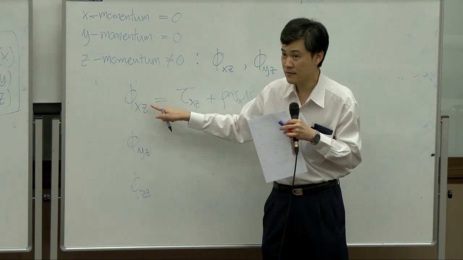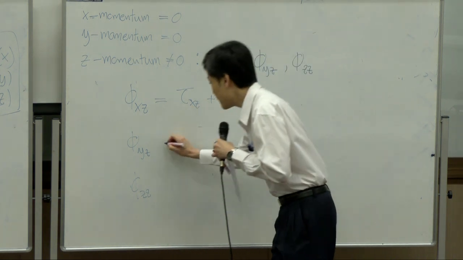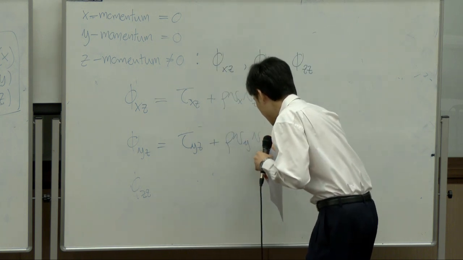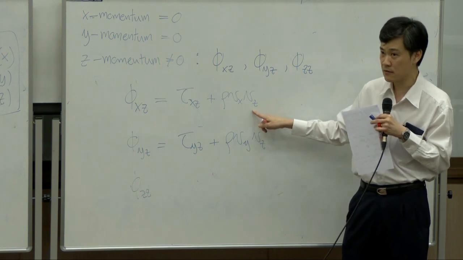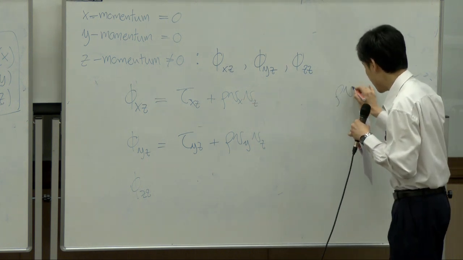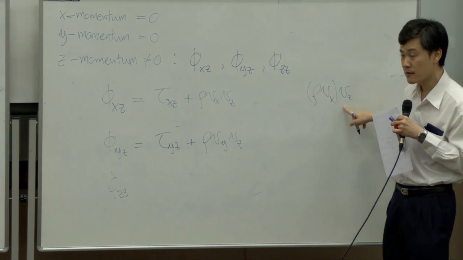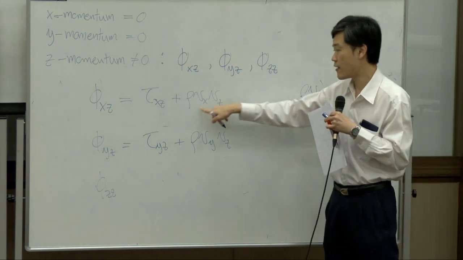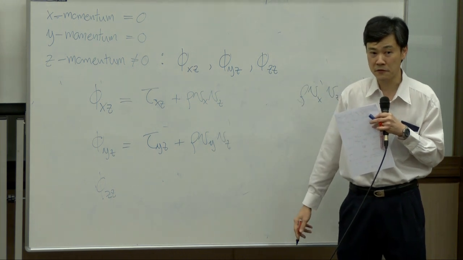So right now, if you write it like this, it is a scalar. Phi yz equals tau yz plus rho vy vz. If it is a scalar, you can write x first or write z first. It doesn't matter. From the very beginning of the class, I said this is vx vz, the x momentum transferring in the z direction if I write it this way. But you can flip. If you take the parentheses out, it can be z momentum transferring in the x direction as well. It doesn't matter because this one is a scalar. So don't be confused.